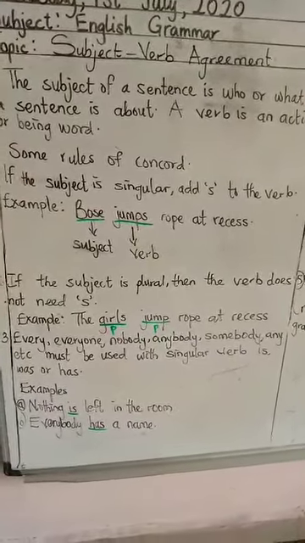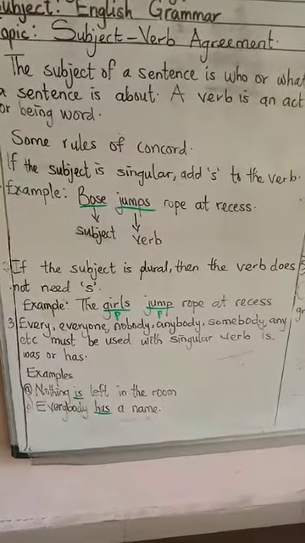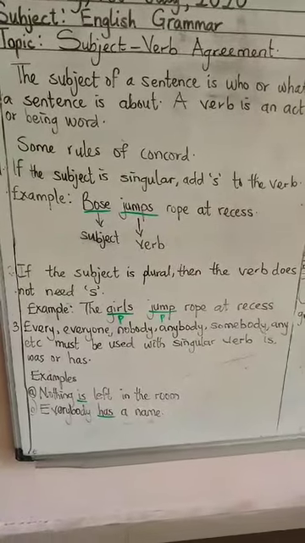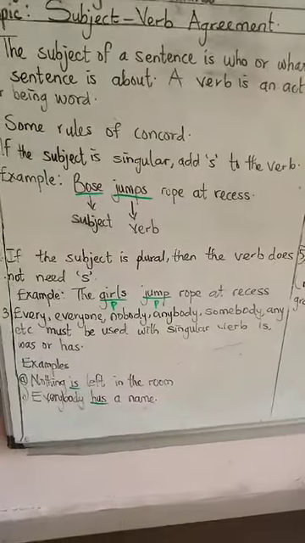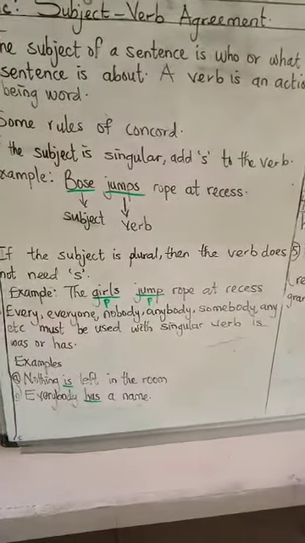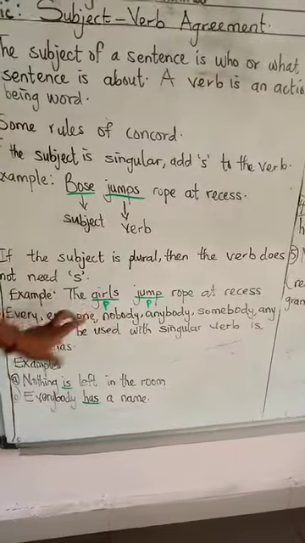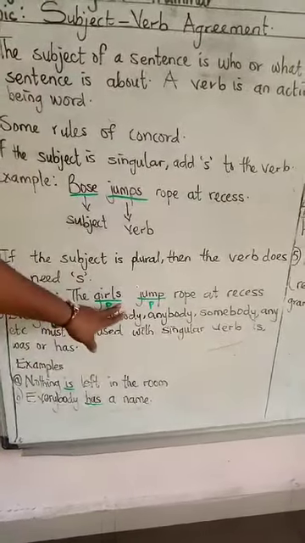Look at my example number 2. It says, the girls jump rope at recess. Now, identify your subject. My subject is what? The girls. Is it singular or plural? It's what? Plural, because it has s. Girls, more than one. So it's plural.